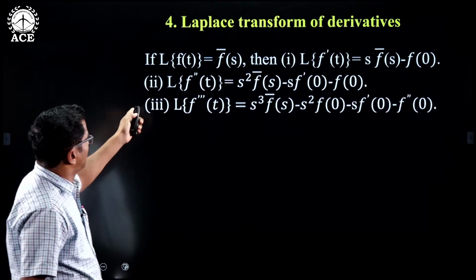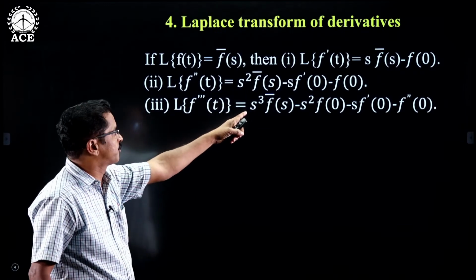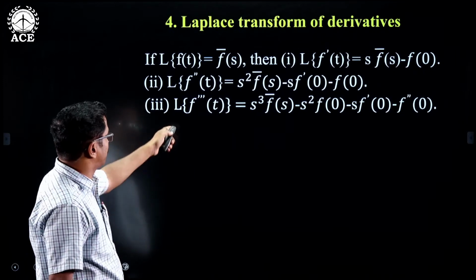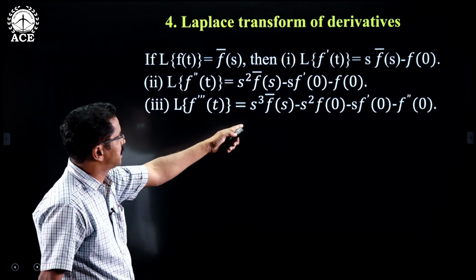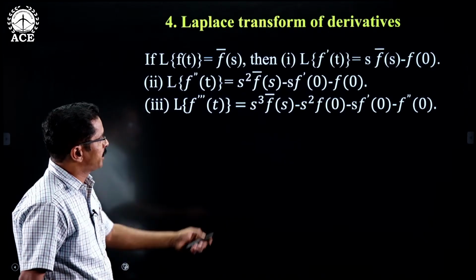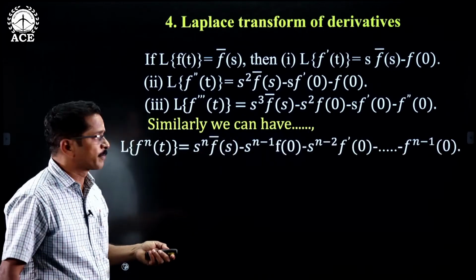So here Laplace transform of the second derivative is going to be s square into f bar of s minus s into f of 0 minus f dash of 0. Laplace transform of a triple derivative is going to be s cube into f bar of s minus s square f of 0 minus s into f dash of 0 minus f double dash of 0. So similarly for the nth derivative we can write.